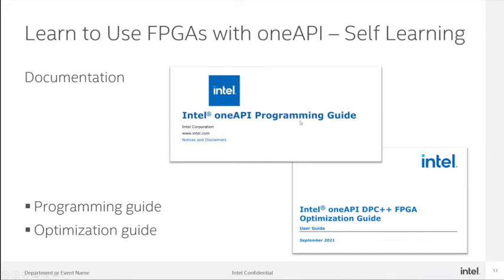The Intel oneAPI programming guide has a chapter devoted to FPGAs, and it tells you how to use the compilation flow that we would like you to use, and the optimization guide goes through every technique that you can use to optimize with FPGAs. Let me go on to the next resource.